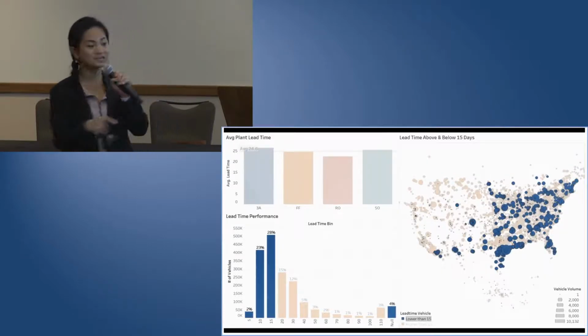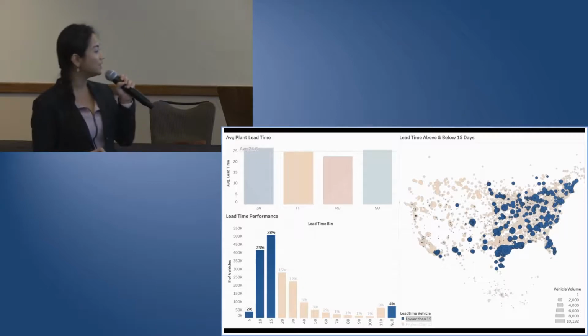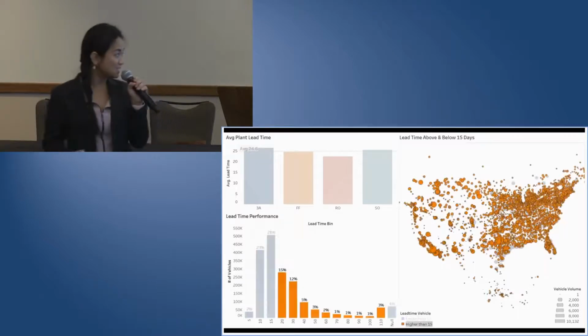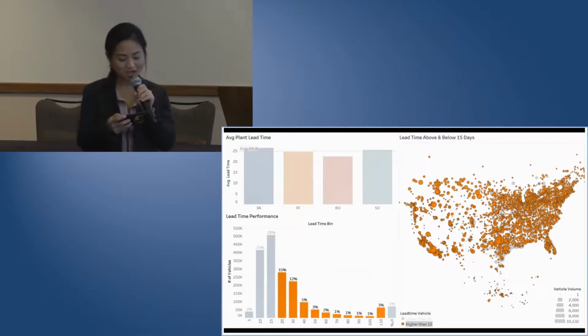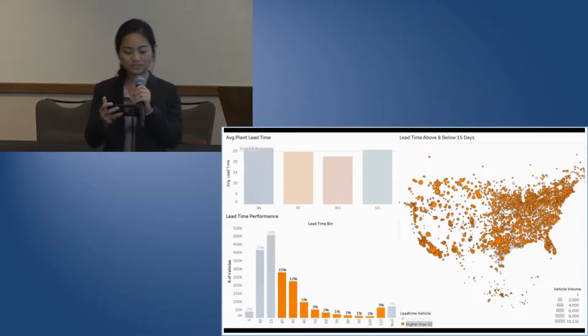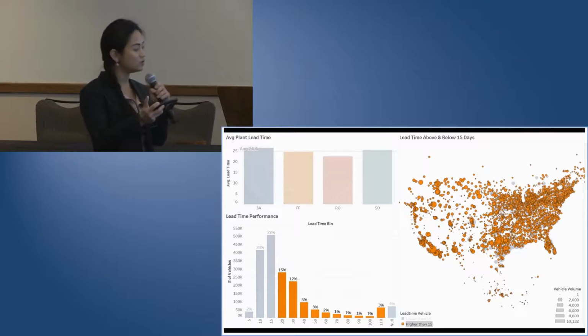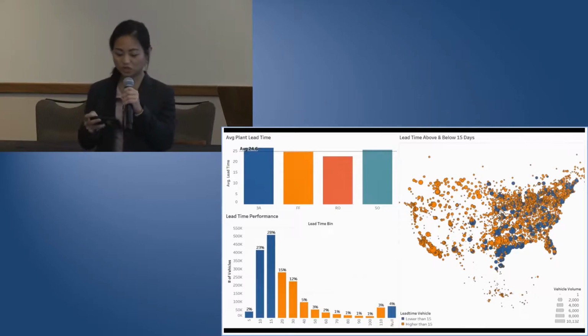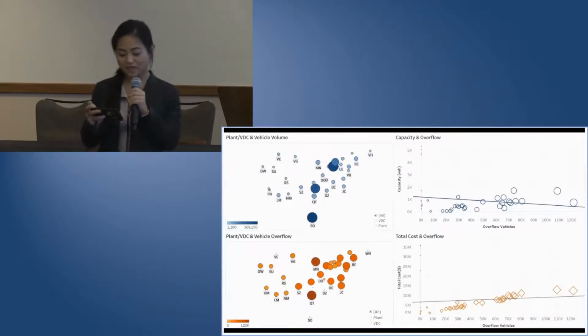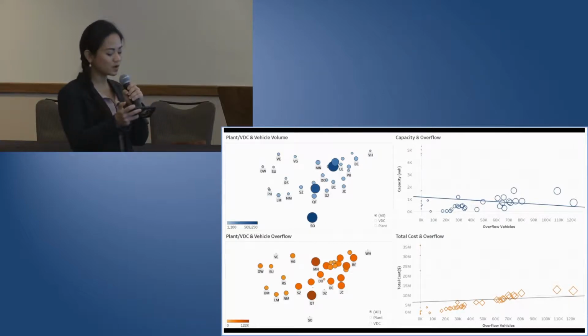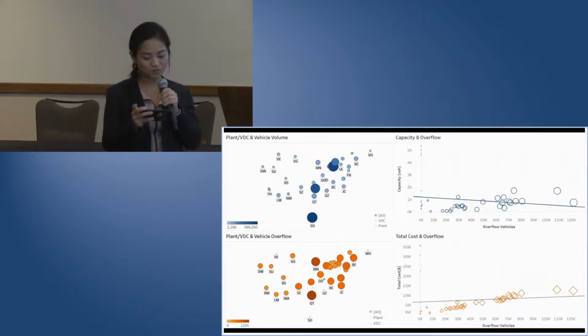Here you can see highlighted in blue are lead times lower than 15 days, and highlighted in orange are lead times higher than 15 days. So seeing this trend, our next iteration is to modify the full load shipment logic so we can reduce our lead time. So this visualization shows a correlation in vehicle volume and overflow.